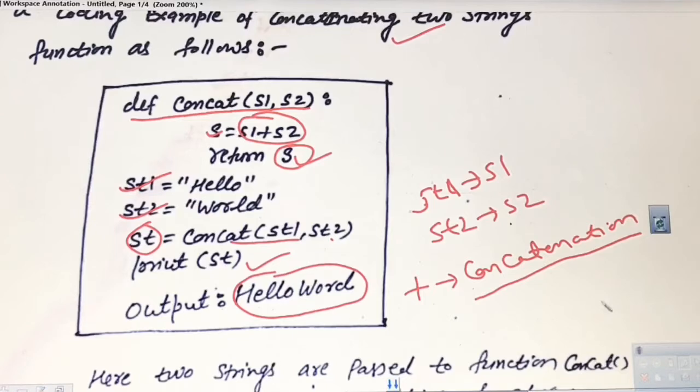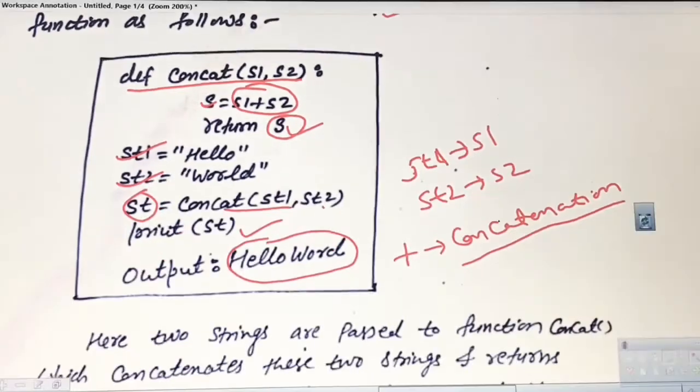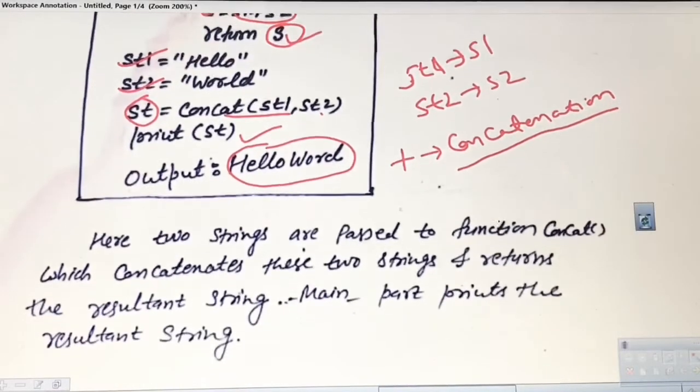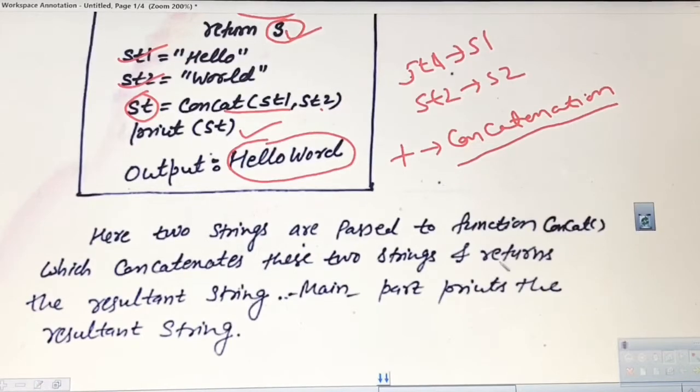In this way we can pass string values to a function, and from that function we are getting the concatenated string. Here two strings are passed, concat concatenates these two strings and returns the resultant string. The main part prints the resultant string. So this is the brief summary.